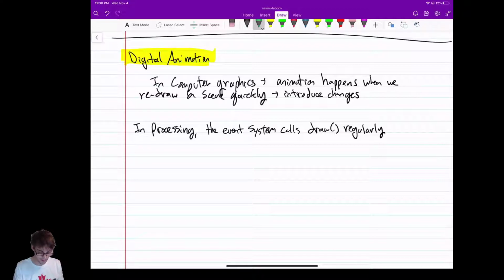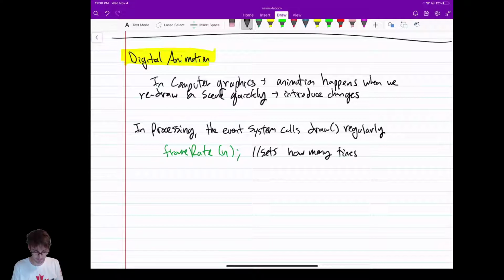It turns out that how quickly it calls that function you can set manually with a frame rate command. We've used that a couple times now. You can basically tell it how often to call draw, and then it'll set up the event manager to do that, maybe a timer. This sets the target for how many times per second draw is called.